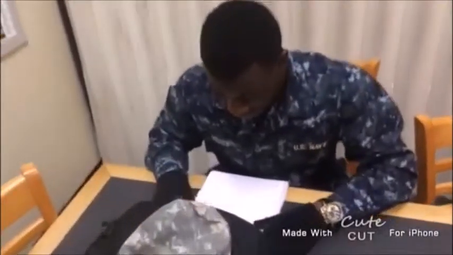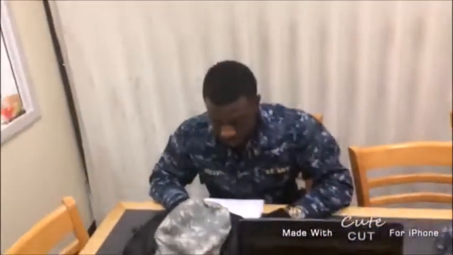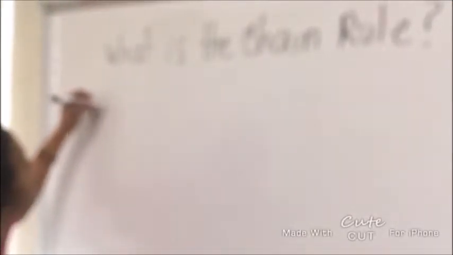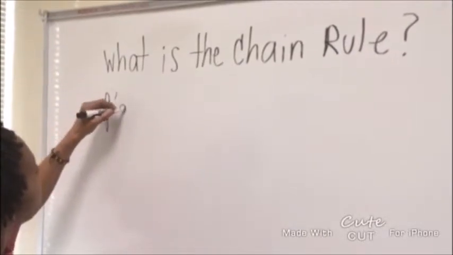What is it? The chain rule is, in calculus, a formula for computing the derivative of the composition of two or more functions. You're correct. Nigel, you are correct.